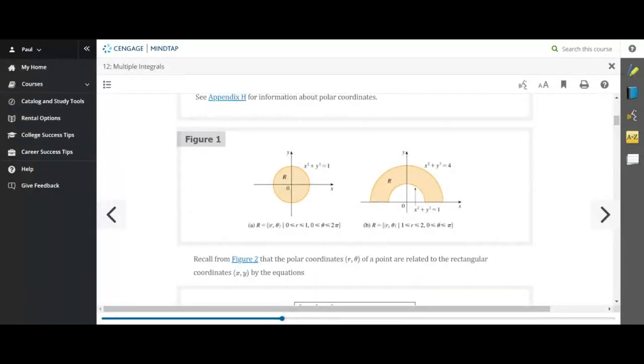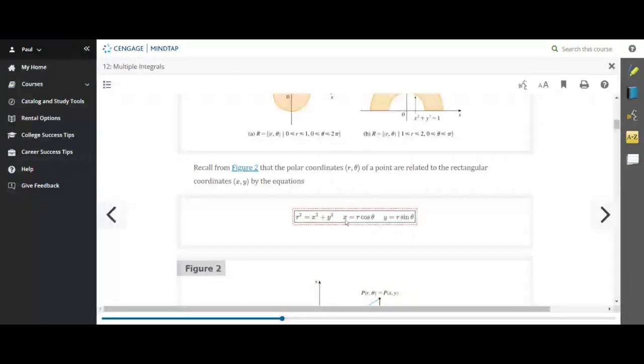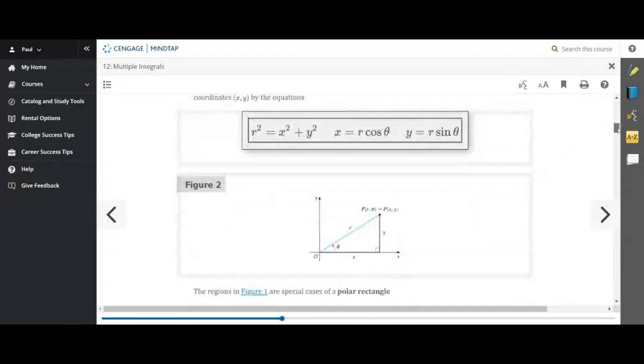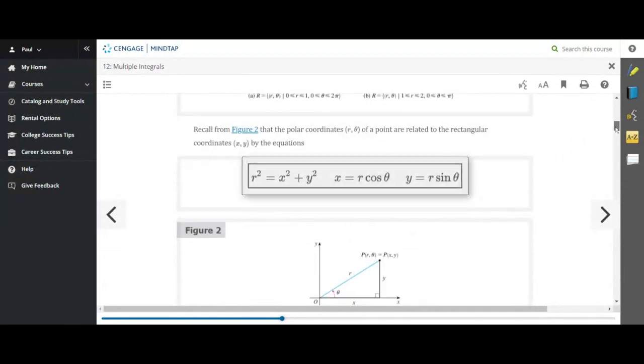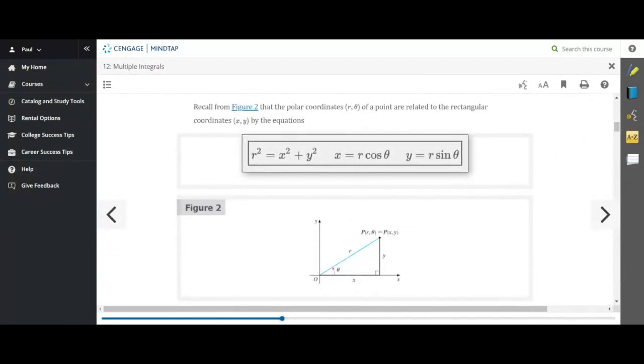So, okay, polar coordinates. I don't think we need to review it, but as you know, we have our conversion equations for taking us from rectangular coordinates to polar coordinates and polar coordinates to rectangular coordinates. Now, what would a double integral look like? How would a double integral work?